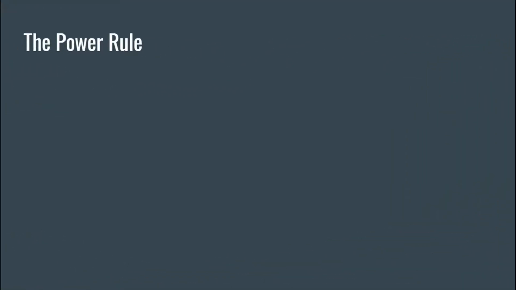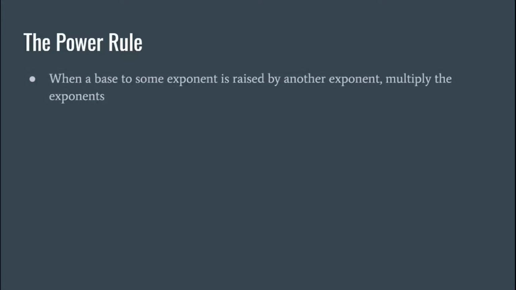What does it say? The power rule says when a base with some exponent is raised by another exponent, to simplify it, you would just multiply the exponents. Okay, so that looks something like this. I have some base here with an exponent already, and that whole thing is being raised by another exponent. To simplify, all you do is multiply the two exponents together.